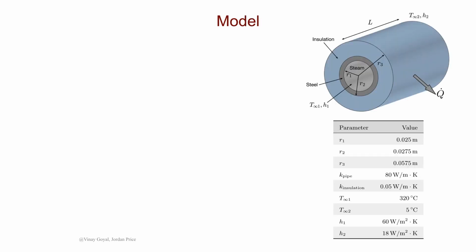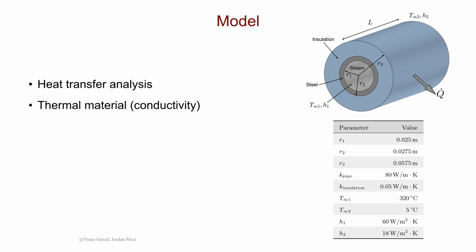To carry out this heat transfer analysis, we'll create two parts, one for the pipe and one for the insulation, and then define thermal materials for both of those. Then we'll consider several constraints that govern the interaction between the pipe and insulation, as well as those with the steam and surrounding environment.